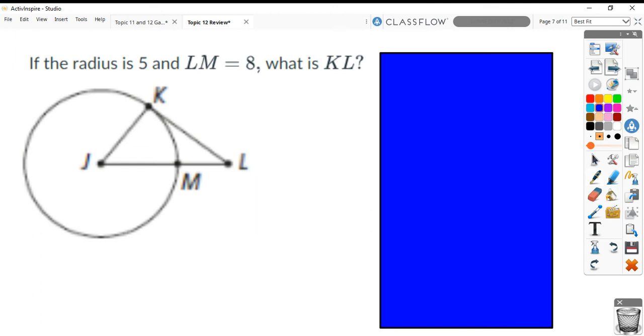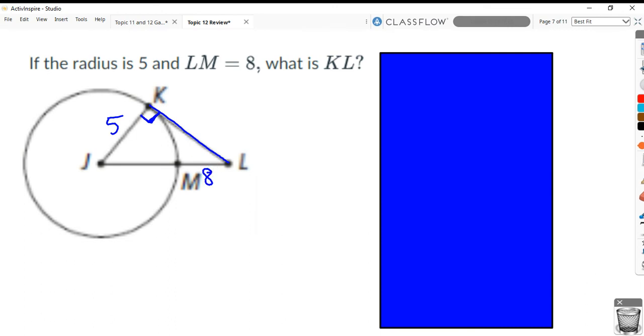All right, this next problem uses one of our theorems from topic 12. That theorem said that if this line segment right here is tangent to the circle, and it runs in and intersects a radius, then this must be a right angle. So if that's a right angle, first it tells us the radius is 5, and tells us that LM equals 8.